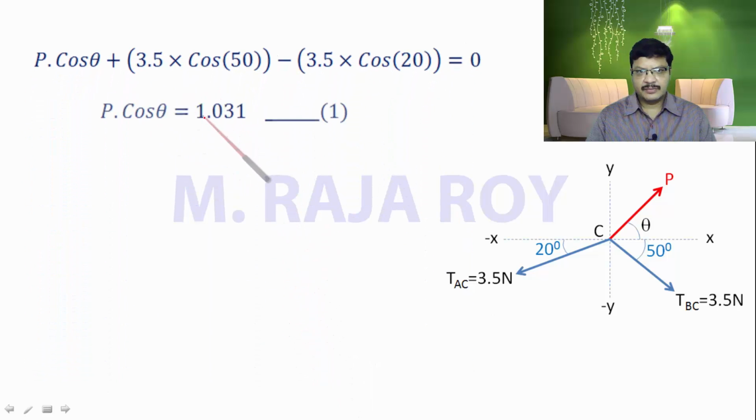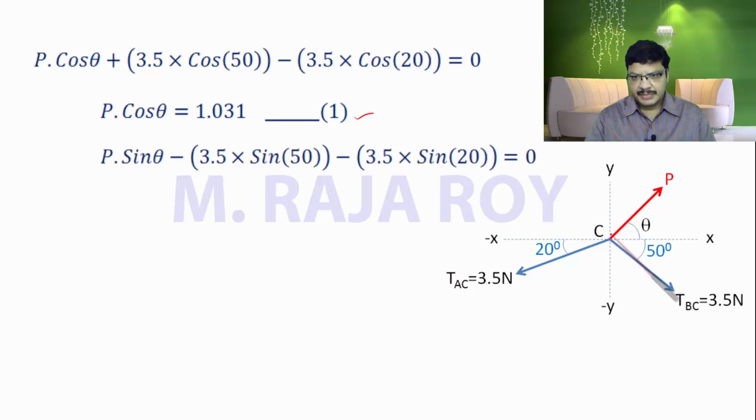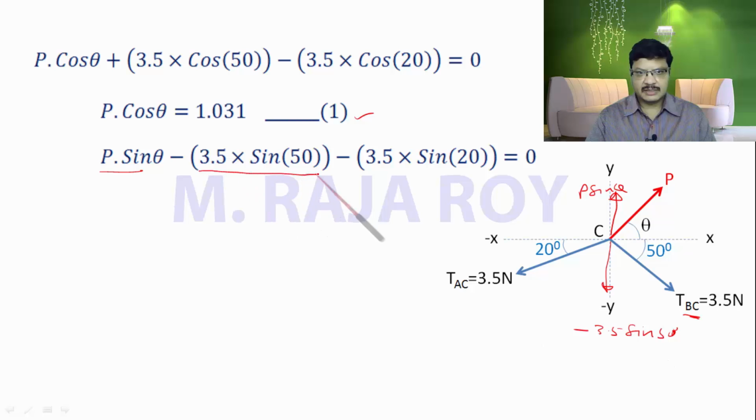Next, as it is equal to 0, just simplify this and take this to the other side, then you will get P cos theta equal to 1.031. Call this equation 1. Next, take the y components. The y component of P is P sin theta, that will act in the upward direction. The y component of this force 3.5 at an angle of 50 will act in the downward direction, that is 3.5 sin 50, and downwards negative side means minus.